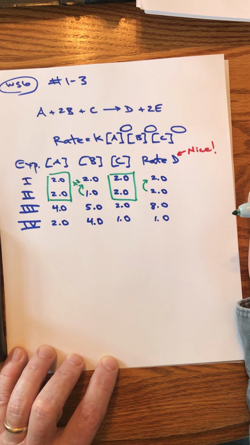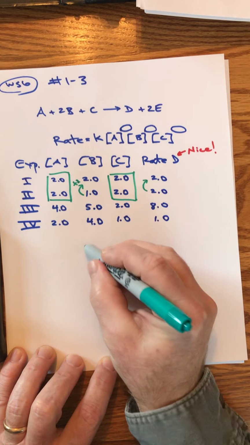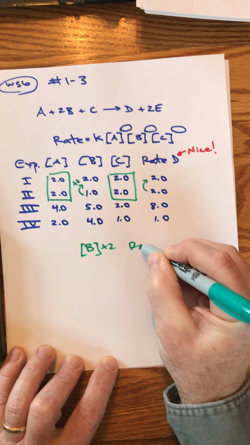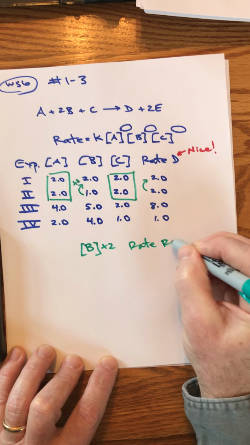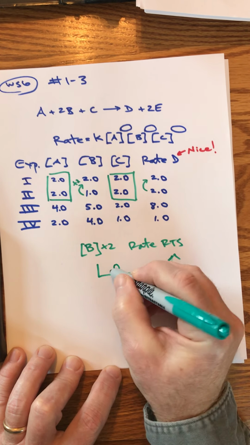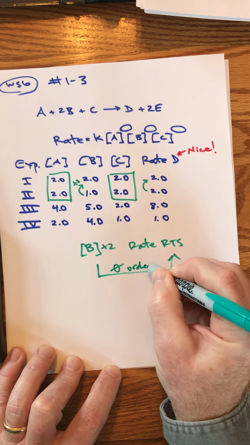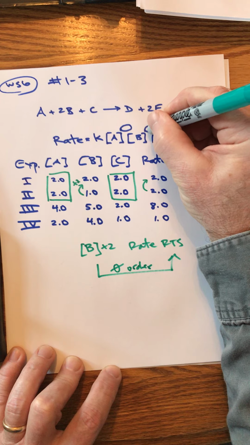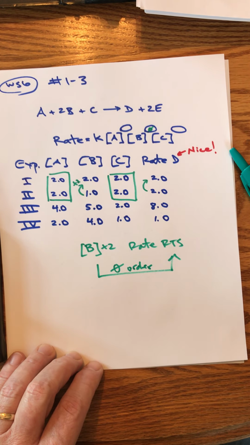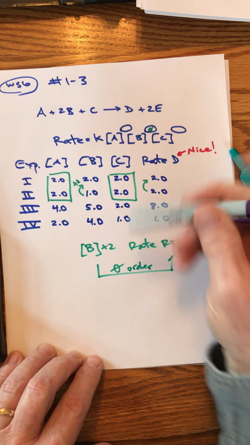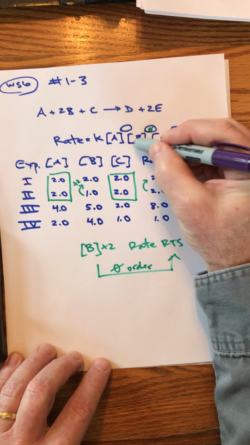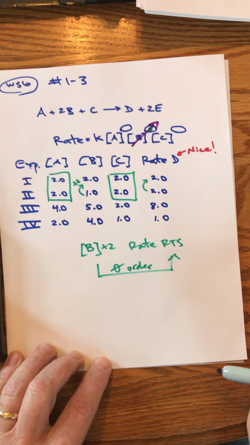B is zero order. B doubled, and my rate remained the same. Zero order. Put a 0 here. Now we know anything to the 0 power is 1, and anything to the first power is just itself. So this drops right out. It's gone. B is not a factor.